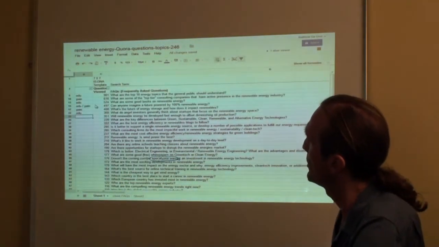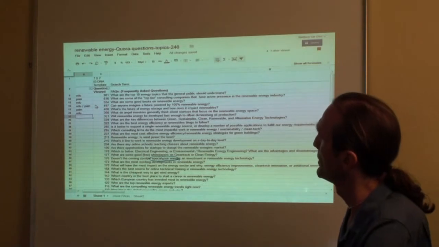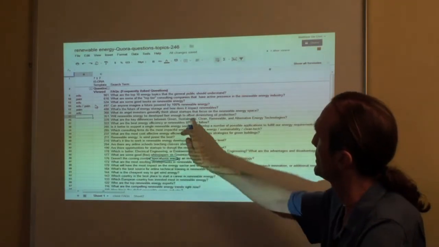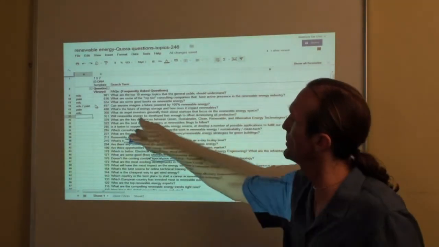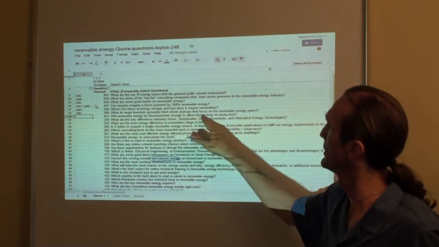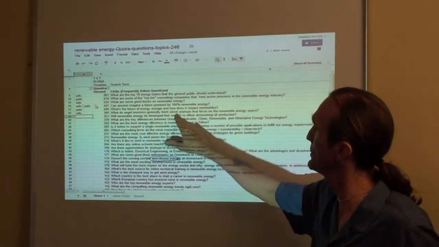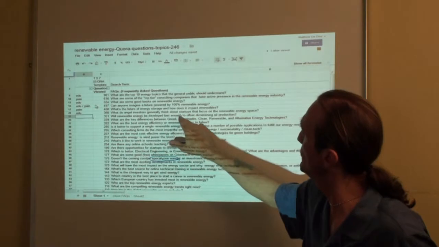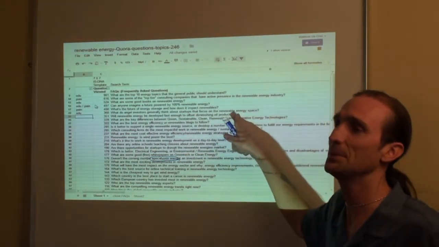Okay, let's just try a couple more and then we'll move on to the actual client questions. Interesting. Here's, definitely, what's the question behind the question, Matt? And Brian? What's the question behind the question? Will renewable energies be developed fast enough to offset emissions? What's the question behind the question?